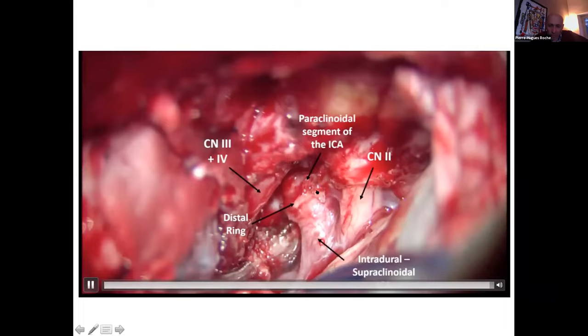And if you have the distal ring here, you have the paraclinoid segment of the internal carotid artery, and you will be able to widen the corridors between all of these structures because you can mobilize the carotid artery here.